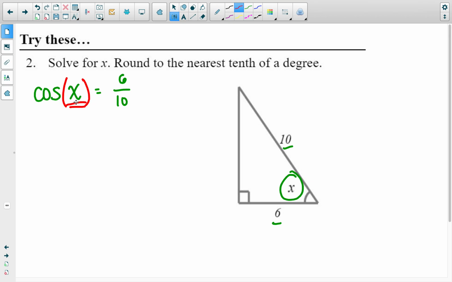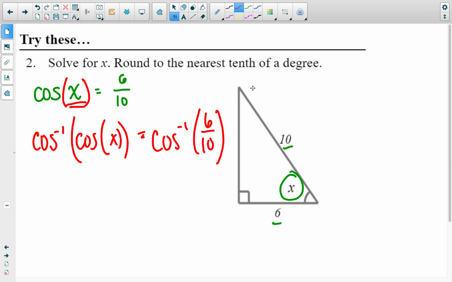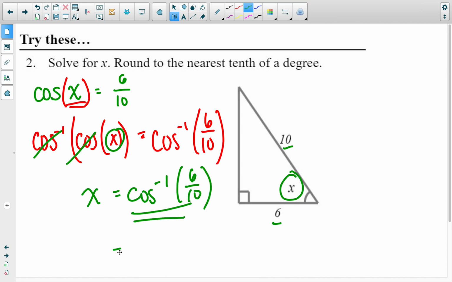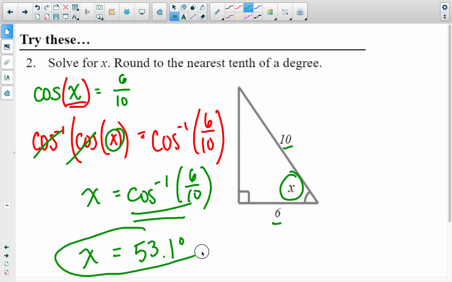Because it's a function relationship, we need to take the inverse function of cosine. So we actually need to take the inverse cosine of both sides, inverse cosine of x equals the inverse cosine of 6/10, and then the inverse cosine of cosine, those undo each other, and this x can just be now by itself. Okay, plug this into your calculator, and you should get 53.1 degrees for your angle measure. Make sure that you're in degrees for your calculator, otherwise you'll get the wrong answer. Okay.